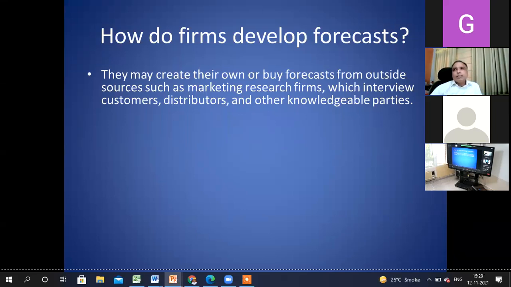We have two options. Either we can have our own forecasting department, or we can hire some marketing research firm. So Hindustan Unilever Limited, having more than 100 products, has its own marketing research department. Representatives of this department go to customers, talk to customers and interview customers, distributors, and other knowledgeable parties: are you happy with our products, or would you like to have some changes in our product, quality of product, packaging of our product, distribution channel of our product?